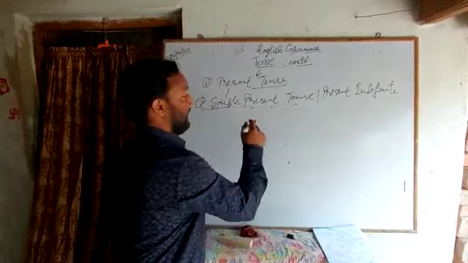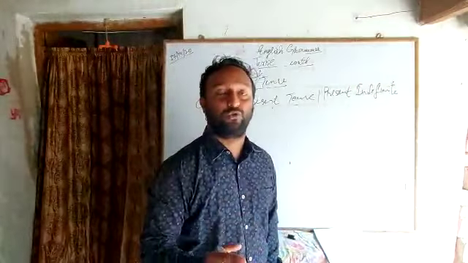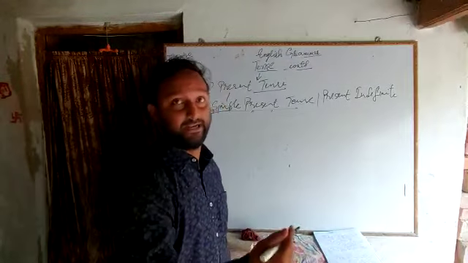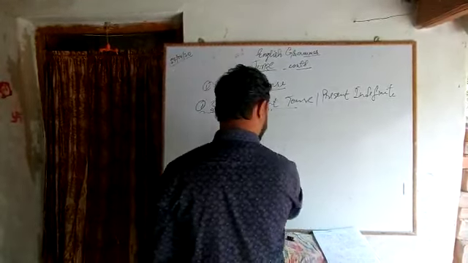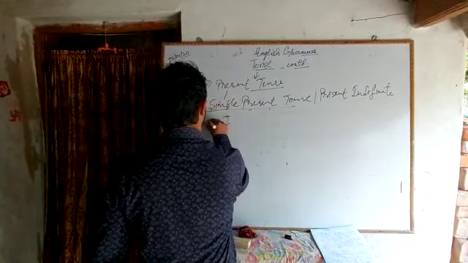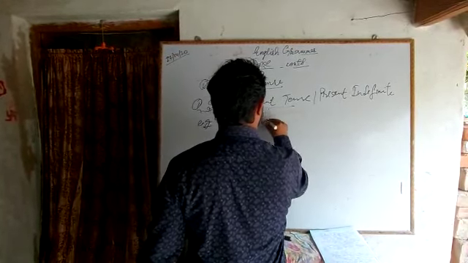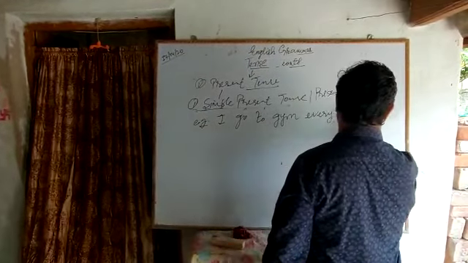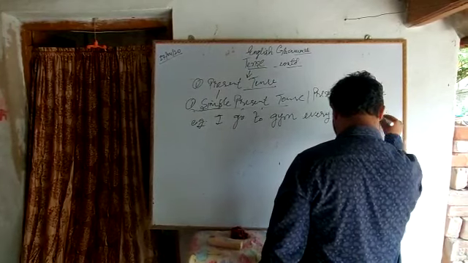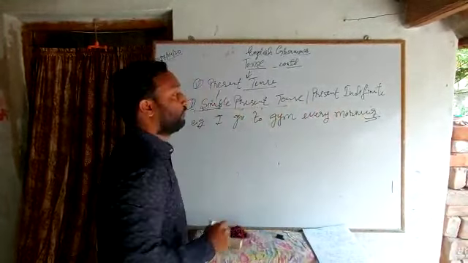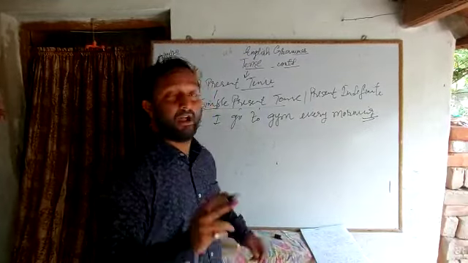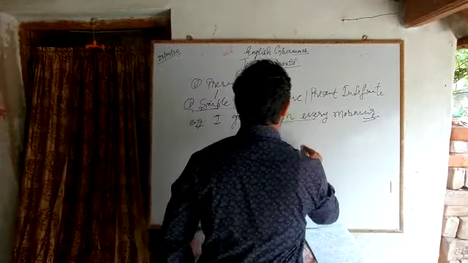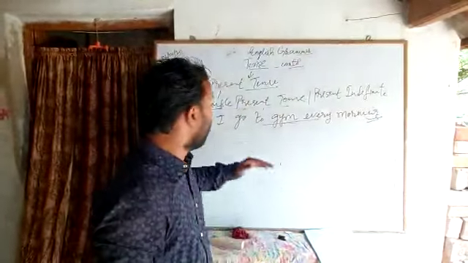Simple present tense. This tense is used to express habits or the daily routine. As for example, I go to gym every morning. मैं हर रोज सुबह में जिम जाता हूँ. This is a daily routine. Going to gym is a daily routine of a specific person.